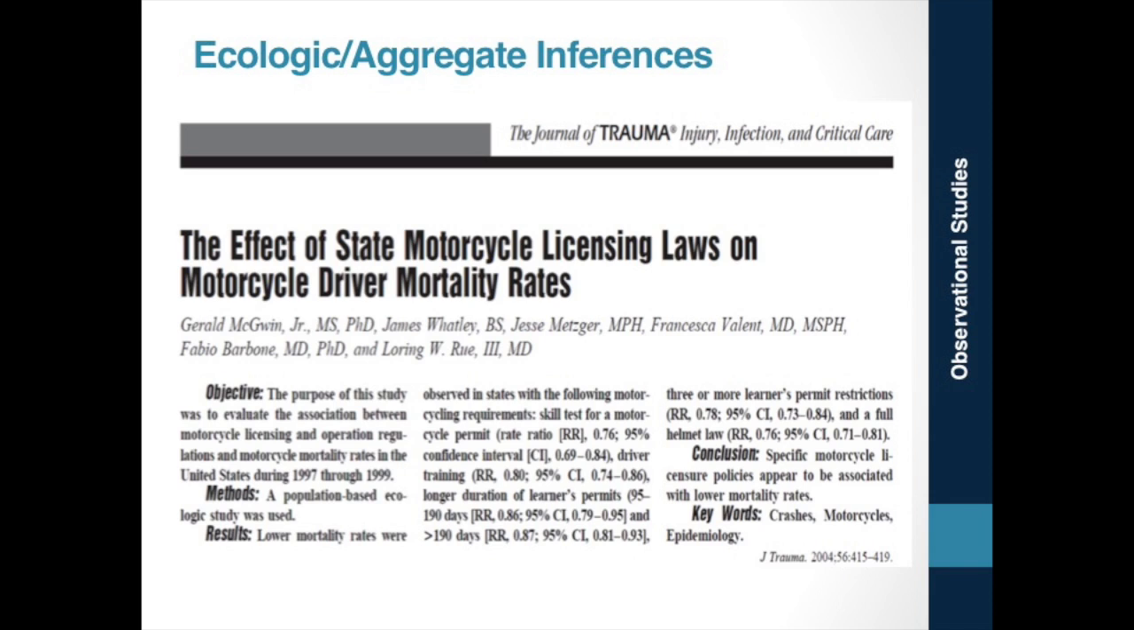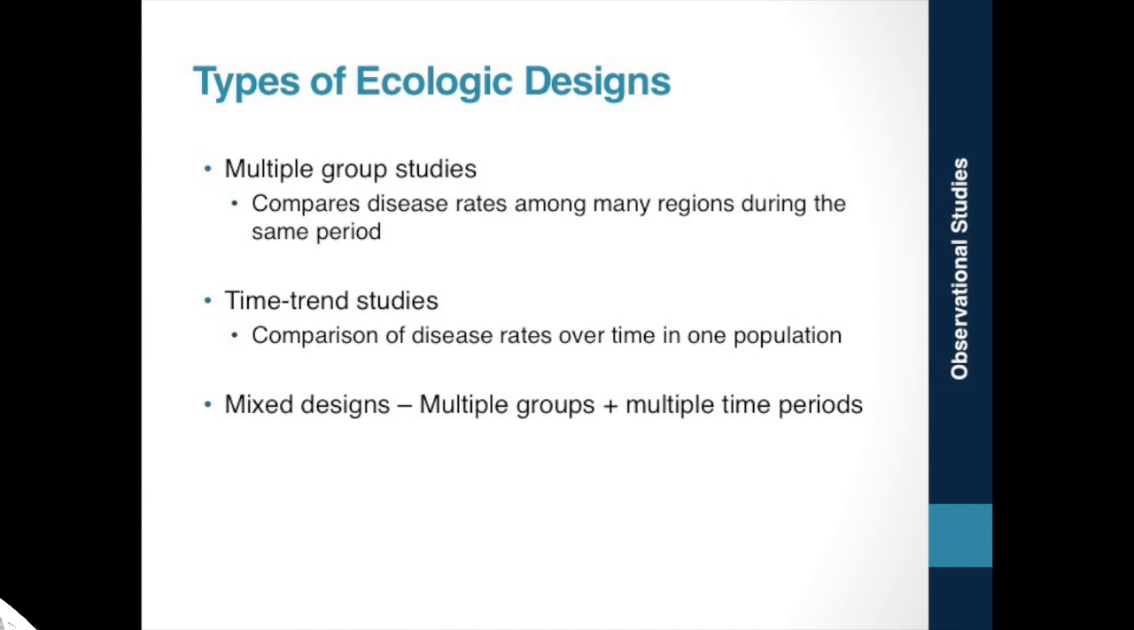On the other hand, in this study, the authors want to know whether the rates of motorcycle-related mortality of riders vary across different states that have different helmet laws. In this case, data and inferences are about the effects on group rates. Some ecological studies compare groups from different geographic regions, while others compare groups at different points in time.